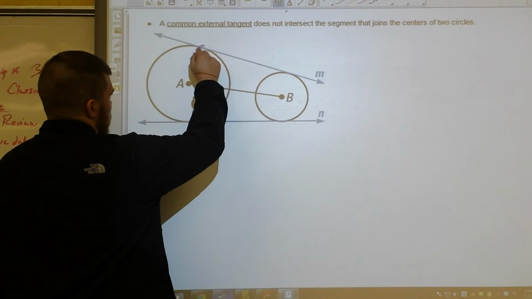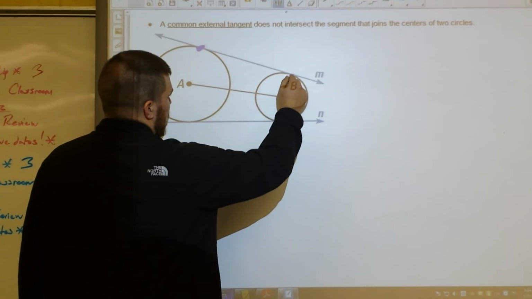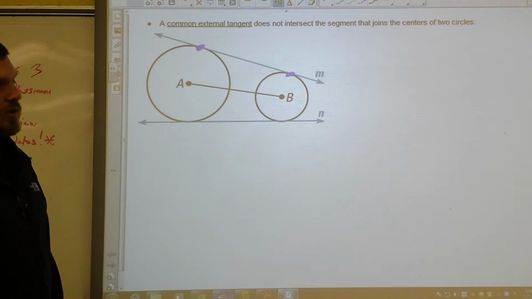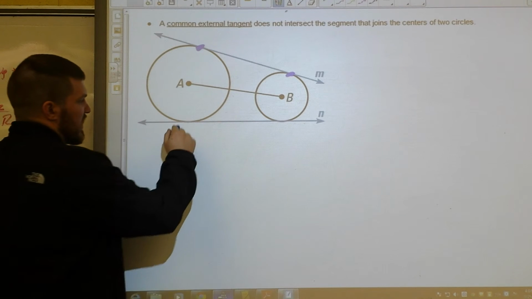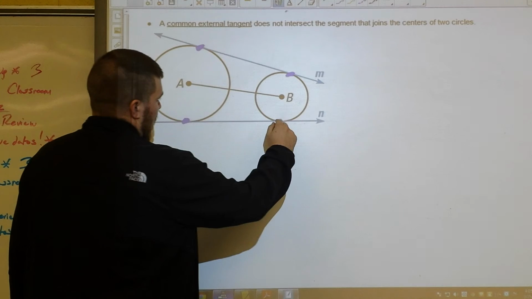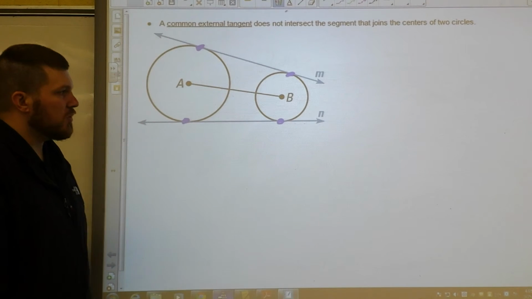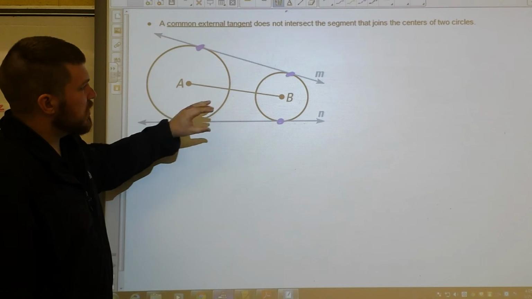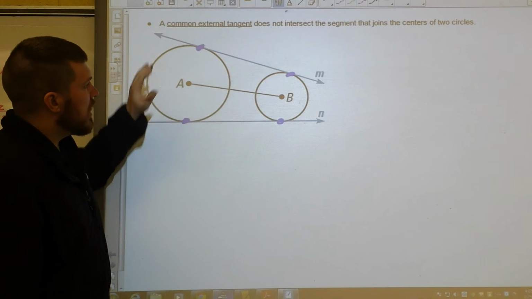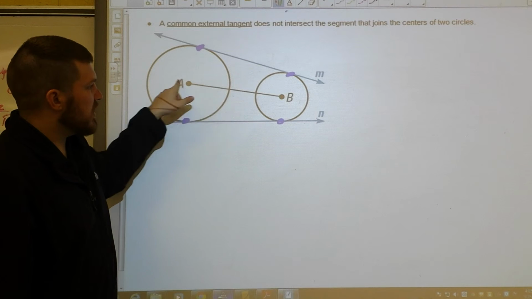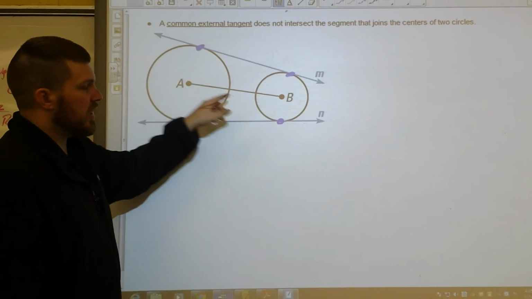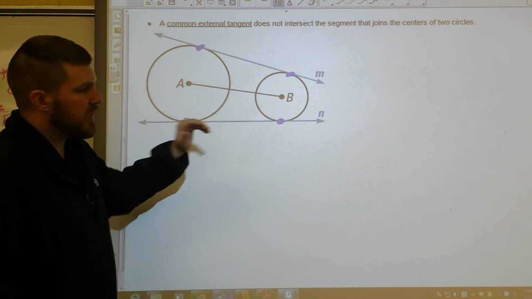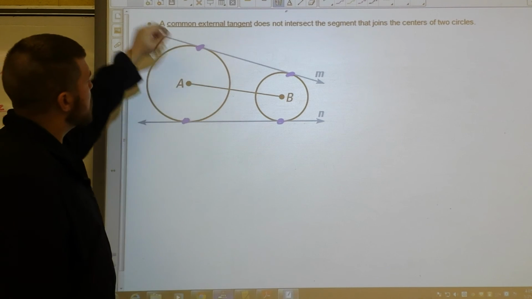Again, line M is tangent to circle A, and line M is tangent to circle B because it touches each circle only once. Same thing with line N. Line N touches circle A and circle B exactly once, so it's tangent to both. And so since these 2 lines are tangent to both, they're both common tangents, but they do not intersect on the inside where this segment connects the centers. So they're common external tangents. External means they intersect on the outside.